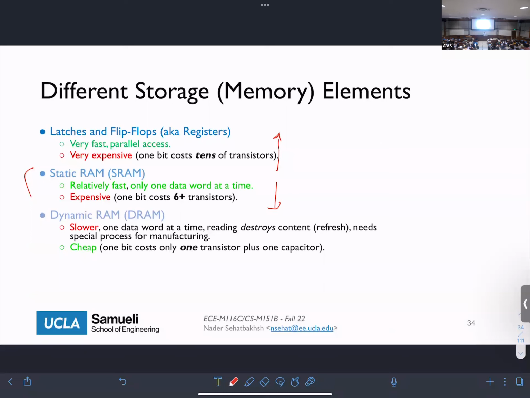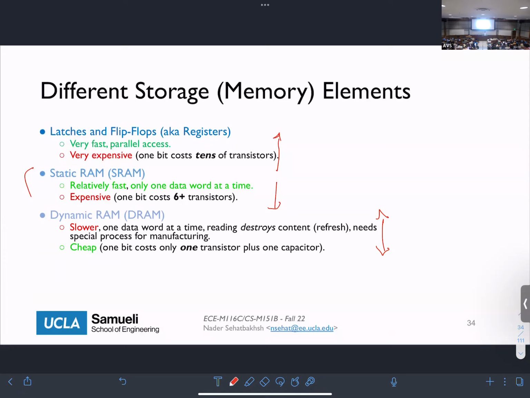Then we can move to DRAM, and DRAM only requires 1 transistor, typically. But they are much, much slower than SRAMs and the registers, okay? But on the other hand, they are very, very efficient in terms of area.